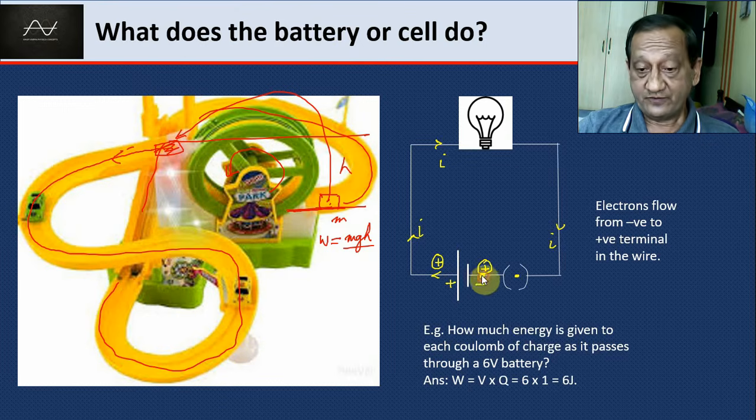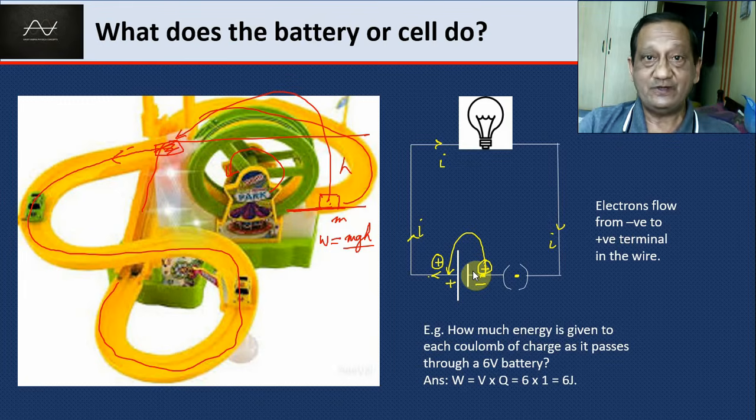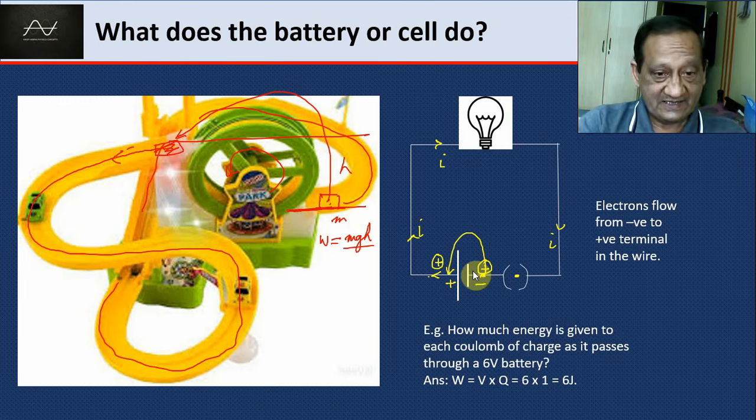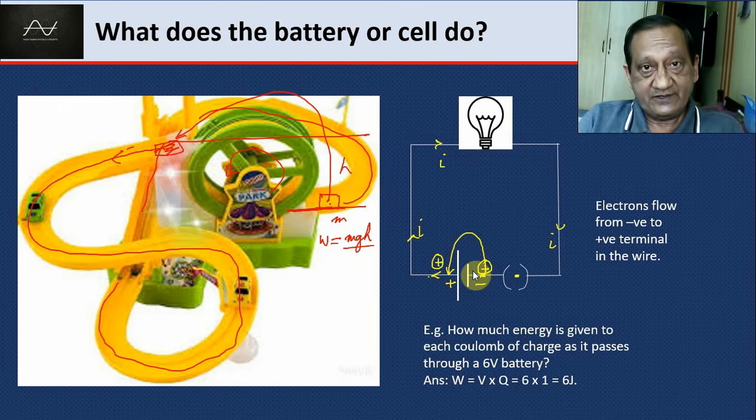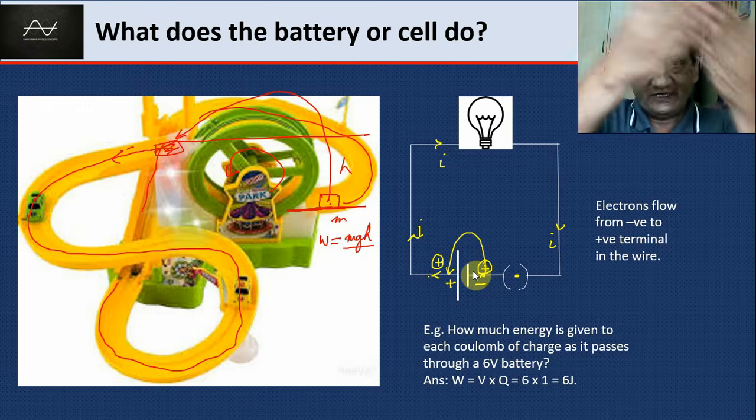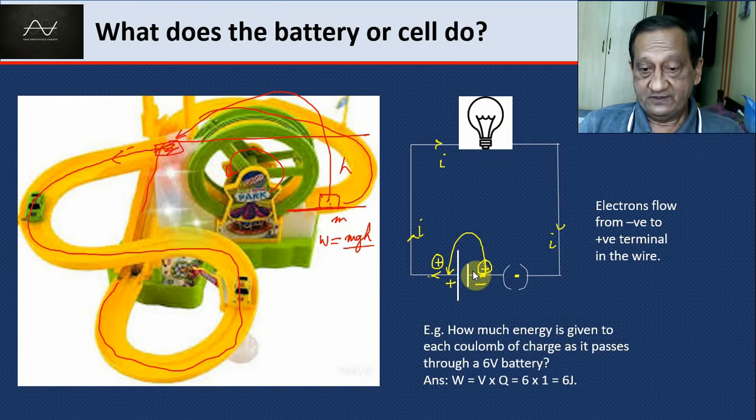It won't go from here to here spontaneously. Somebody has to lift it up. From low potential to high potential, the movement is not spontaneous. Somebody has to do the work to lift it. Just like in the case of this car, somebody had to lift the car and then place it on the top. Here, the battery is lifting the charge from low potential to high potential. Just lift it up and then the charge will move. Every time a charge comes here, the battery lifts it up and does the work.